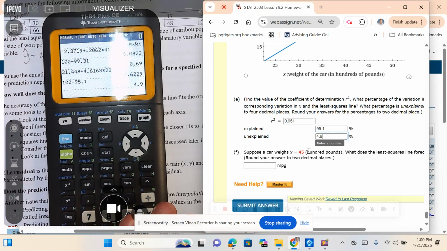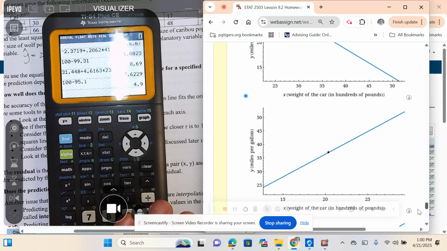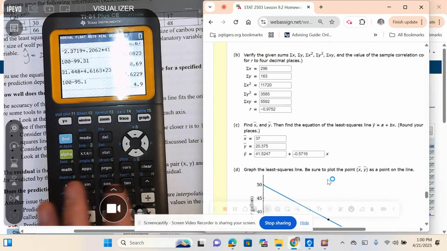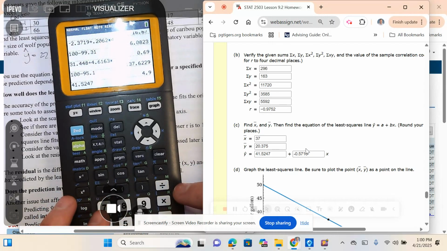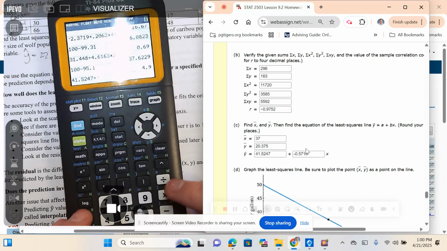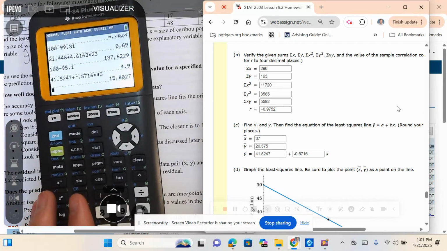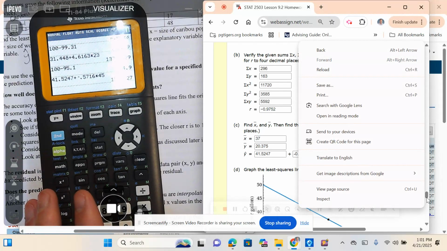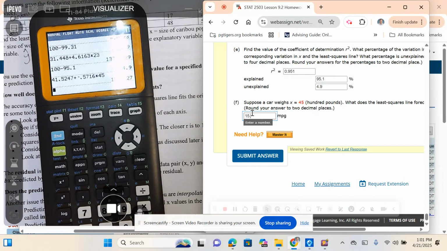Now, suppose your car weighs 4,500 pounds. What is the least squares line forecast for Y? So what's the Y forecast given that X? I've got to find my equation. X is 45, so I'm going to plug it into that equation: 41.5247 plus negative 0.5716 times 45. That gives 15.80. I believe it's 2 spots, so 15.80. And that's your answer.